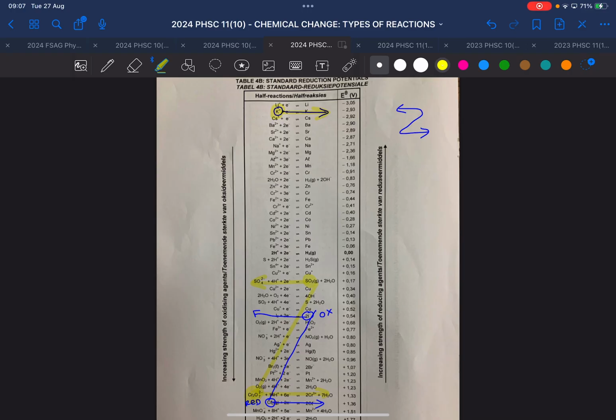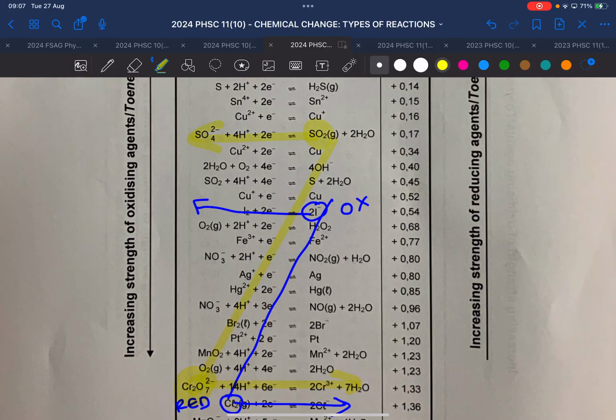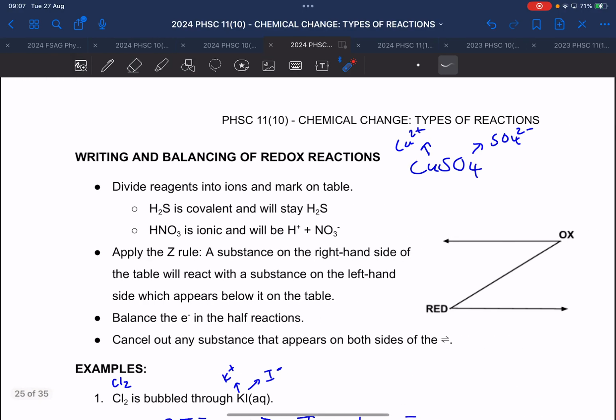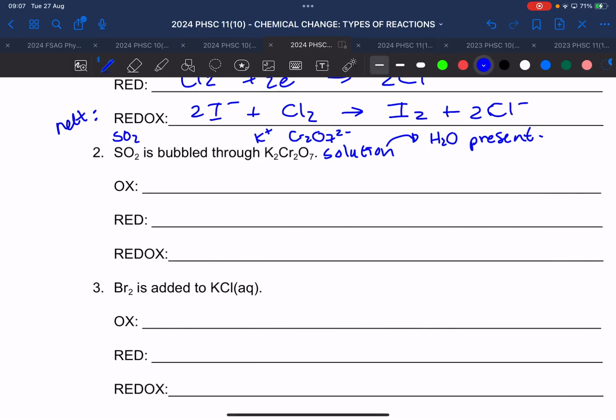Now, I want you to go write down the two half reactions like it is given to you. And you write down everything. That plus that gives you that and then that. This plus this gives you this. So go write down everything. Remember the top one is the oxidation half reaction.